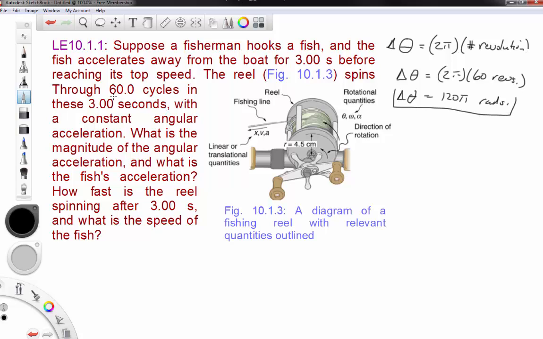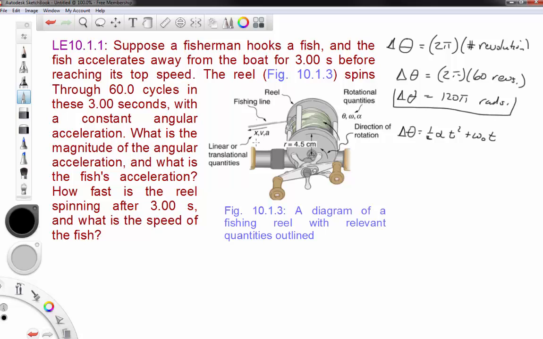So that's 60 cycles, and this is done in 3 seconds with a constant angular acceleration. So under constant angular acceleration, we can write that delta theta is equal to 1/2 times whatever the angular acceleration is, times the time squared, plus whatever the initial angular speed is, times the time.